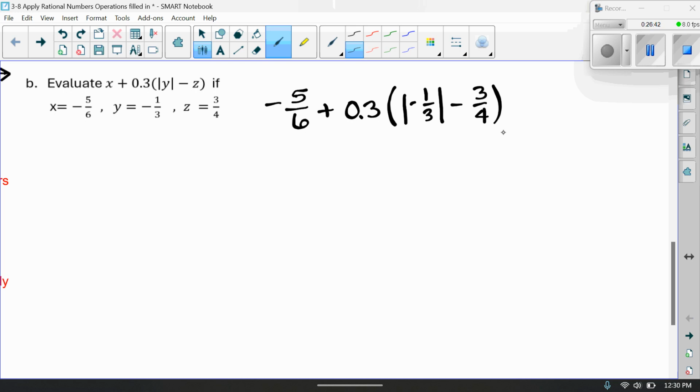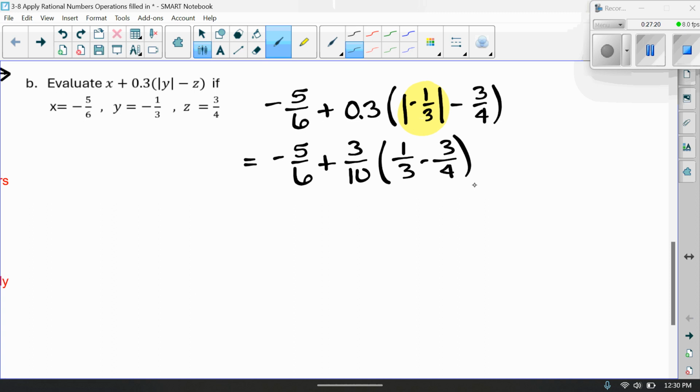Okay, very good. So now we can see that we can simplify that absolute value first. So let's go ahead and do that. I'm going to rewrite negative 5/6 plus, I'm going to rewrite the 0.3 as 3/10. And then we've got the absolute value of a negative 1/3 is a positive 1/3 minus 3/4.